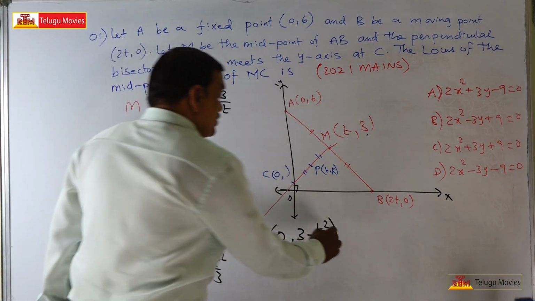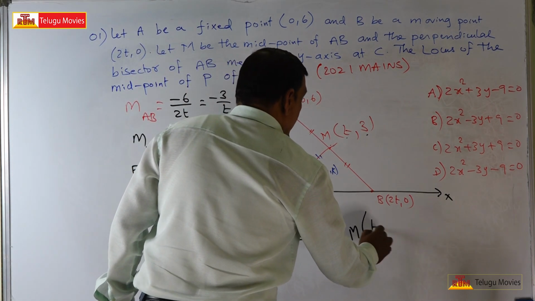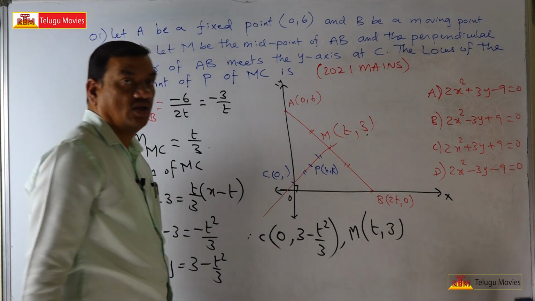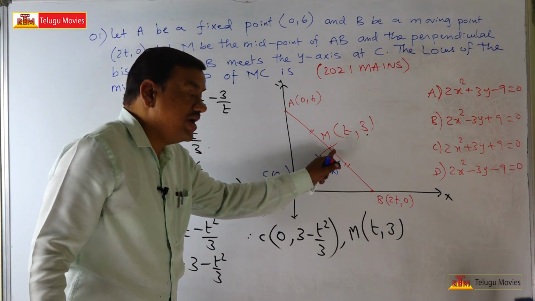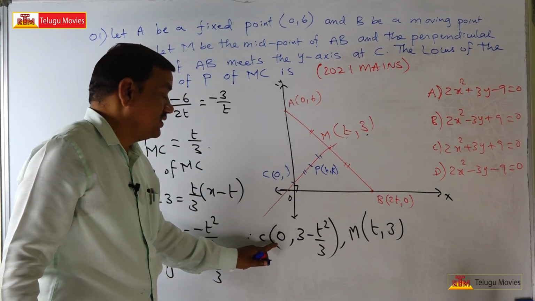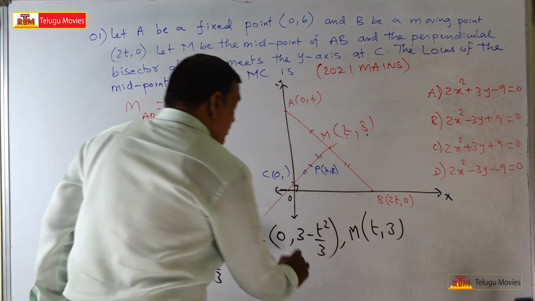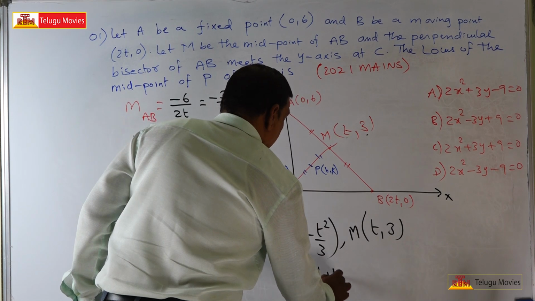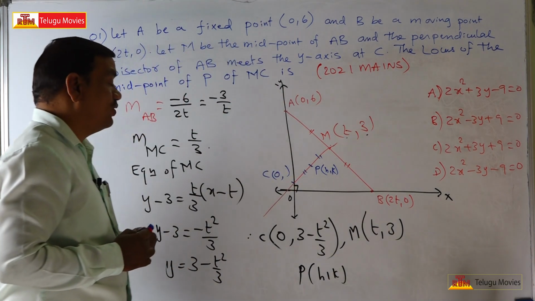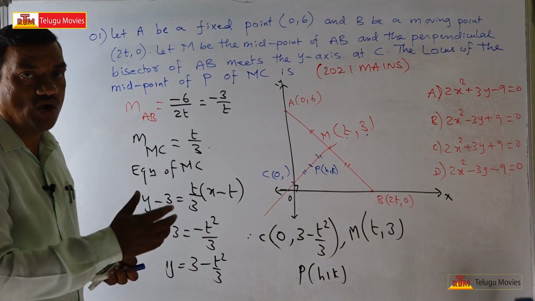The x coordinate is 0, y coordinate is 3 minus t square by 3. Understand? So, what is our M point? T comma 3. Now you know the M point and you know the C point. Now, what is the midpoint? Let P be the midpoint of HK. So, x1 plus x2 by 2 comma y1 plus y2 by 2 is the formula we will use.